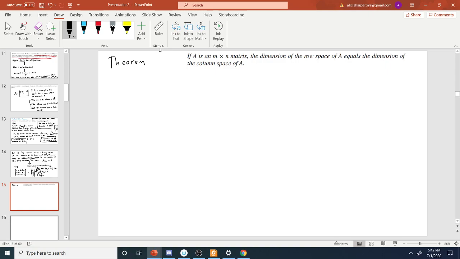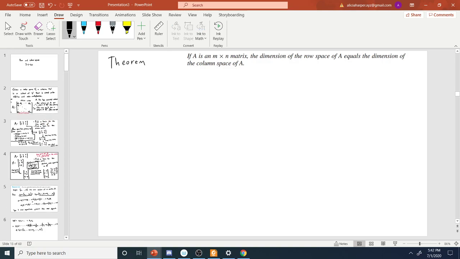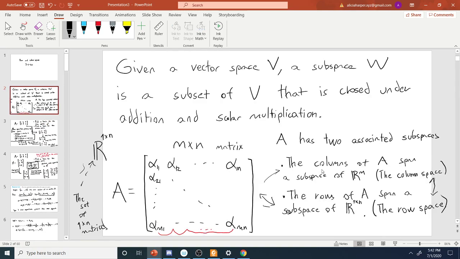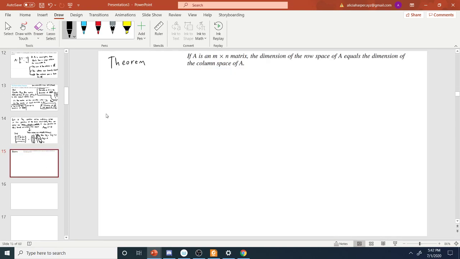This is really interesting because it's going to be a proof of the claim I asserted earlier, which is that the column space and the row space, despite being very different vector spaces, living as subspaces of different spaces, ultimately will have the same dimension. So there is going to be a tight relationship between the row space and the column space. So here is the proof of this.